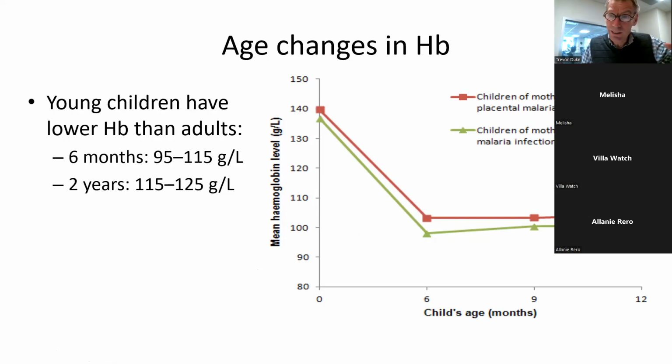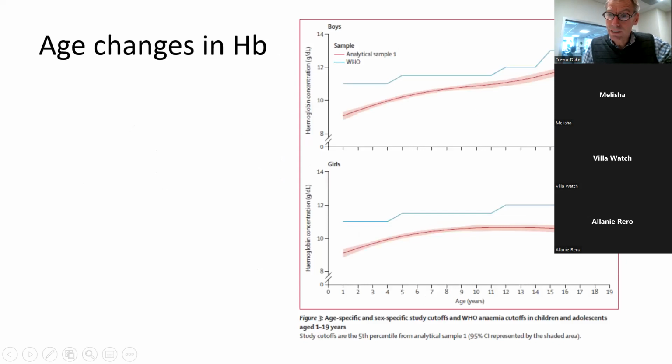And then there's a further increase in hemoglobin as the child gets older. This one is a study done in India, a very large community-based study looking at the changes in hemoglobin in many thousands of children between 1 and 19 years. So all throughout childhood and into adolescence.